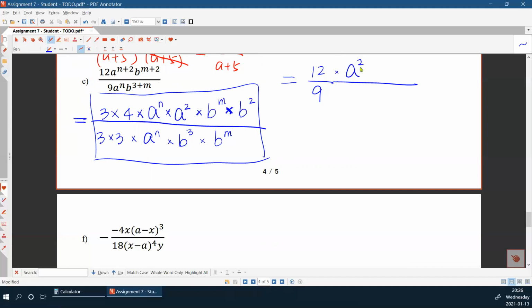This leaves us a to the second power here. And when we cancel b to the mth power, this leaves us a b here and 1 here, right? And also 12 and 9 can be cancelled as 3, which leaves us 4 here, 3 here. So the final result is 4a squared over 3b.